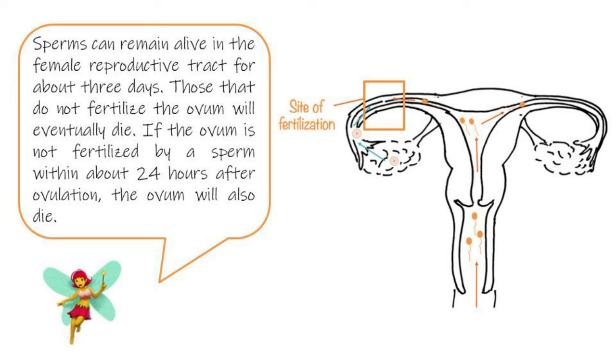Sperms can remain alive in the female reproductive tract for about 3 days. Those that do not fertilize the ovum will eventually die. If the ovum is not fertilized by a sperm within about 24 hours after ovulation, the ovum will also die.